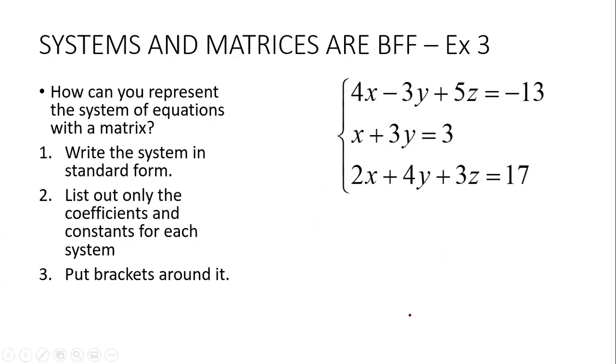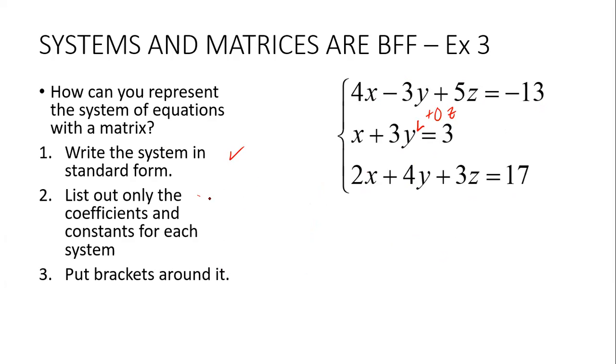Okay, let's try an even bigger one. So here, I'm going to make sure it's in standard form, which is X, Y, Z, alphabetical order, right? X, Y, Z, constant. X, Y, no Z. So I'm going to have to insert a plus 0Z, constant. X, Y, Z, constant. Okay.